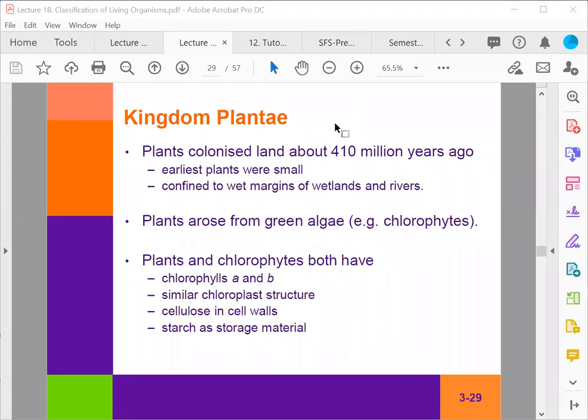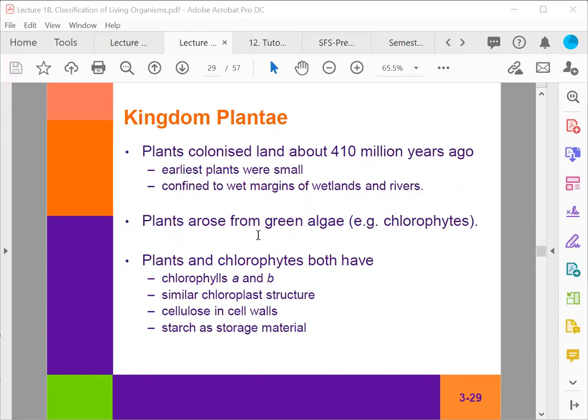Moving on now to Kingdom Plantae, and then we'll visit Kingdom Animalia. So Kingdom Plantae, of course, includes all those photosynthetic organisms that are adapted to living on land. They were thought to have first colonised the land about 410 million years ago, beginning with very small, inconspicuous plants that were confined basically to wet margins of wetlands and rivers. Well, that is until they developed the characteristics that allowed them to inhabit more inland areas.